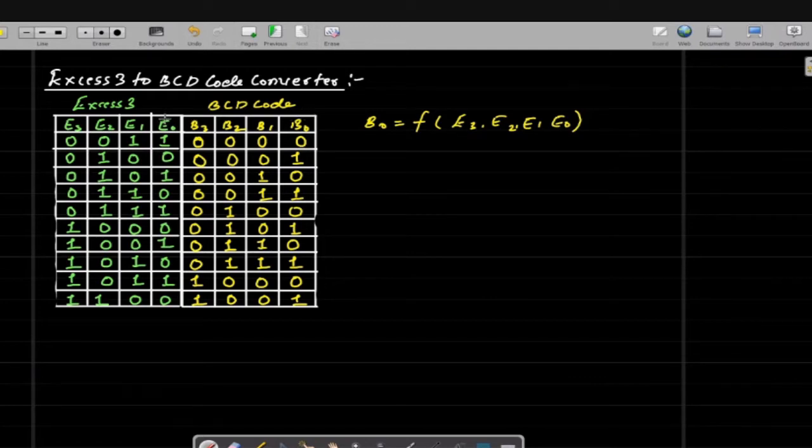In excess-3 code, as we know, there are two ranges which are considered as don't care, right? The first range is 0 0 0 0 to 0 0 1 0. Yes, because you can see here our first code starts with 3, because 0 plus 3, that's why we are writing it over here.